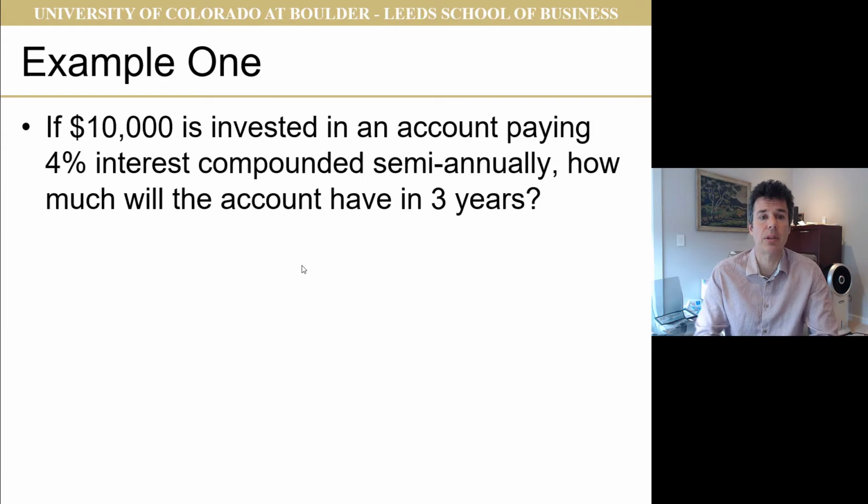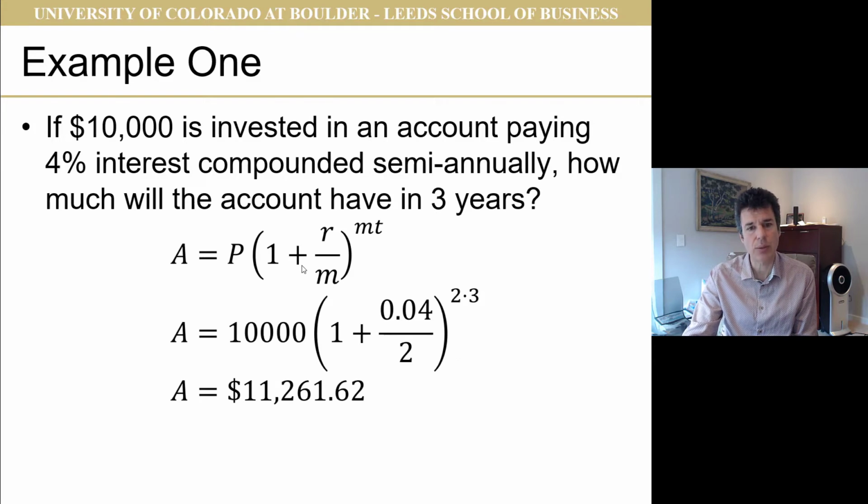Okay, so let's do an example. Let's have $10,000 invested in an account paying 4% interest, compounded semi-annually. How much will the account have in 3 years? Our formula is A equals P, the principal, times 1 plus R over M to the power MT. We simply substitute in the $10,000, the 4%, 0.04, semi-annual, divided by 2, to the power 2 times 3, again, compounding frequency times number of years, and we get $11,261.62.